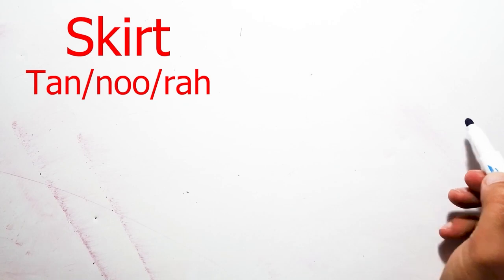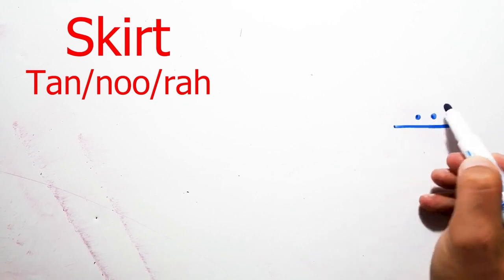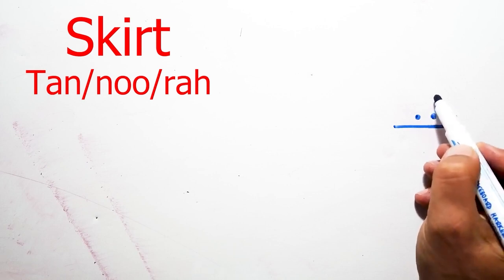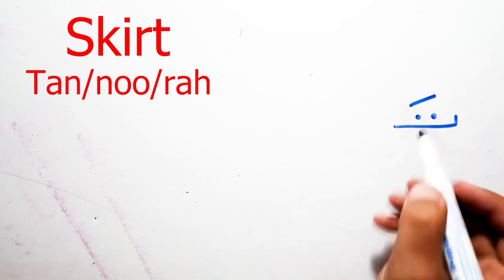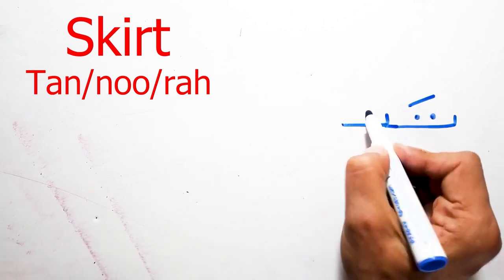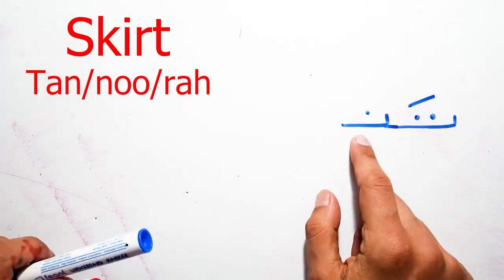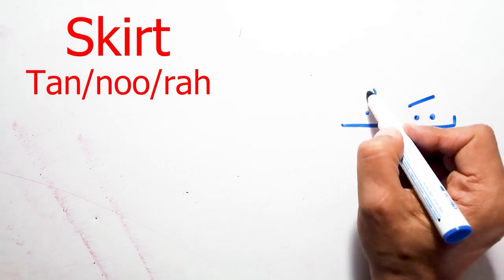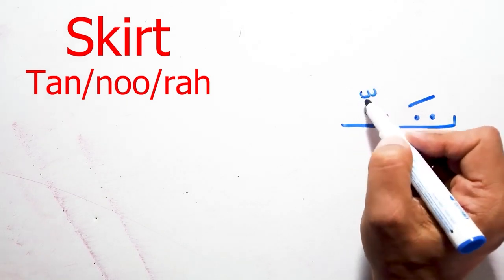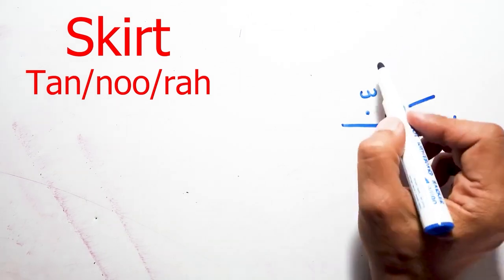Tannura. Te, the sound of T. Te, te, and I must add fatha. Te, te, ten, nin, nin, ten. Pay attention, I pronounce the noon two times. Ten, nu, nu. So I have to add shadda. I add this mark when I repeat the sound two times.